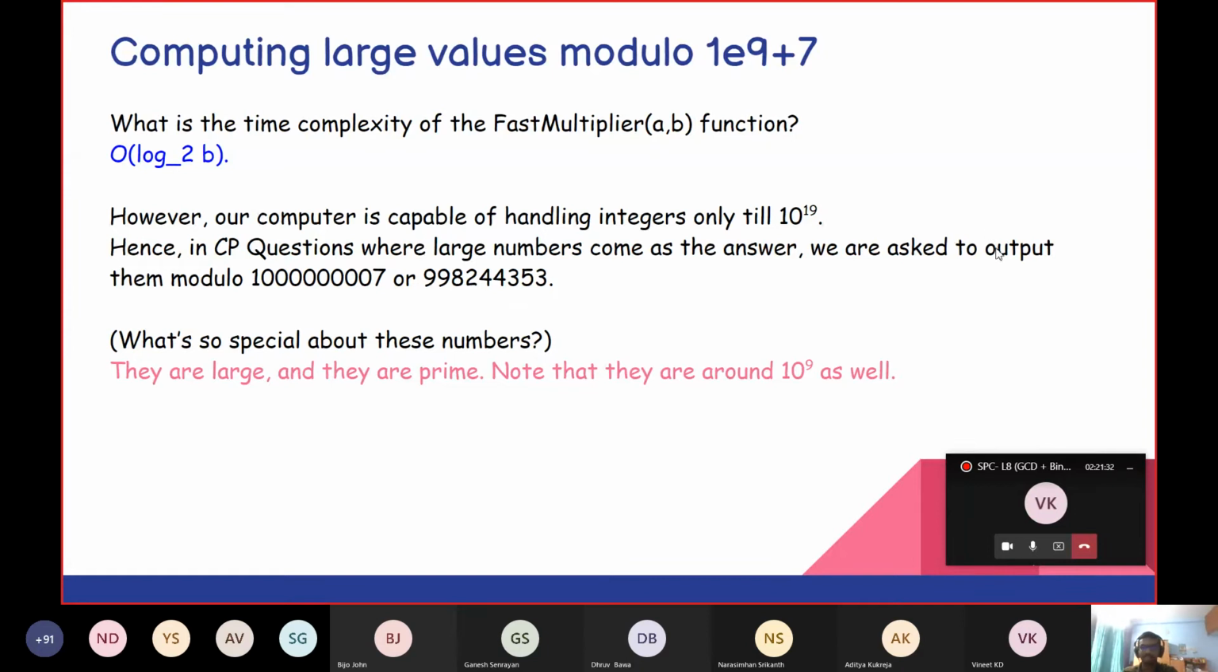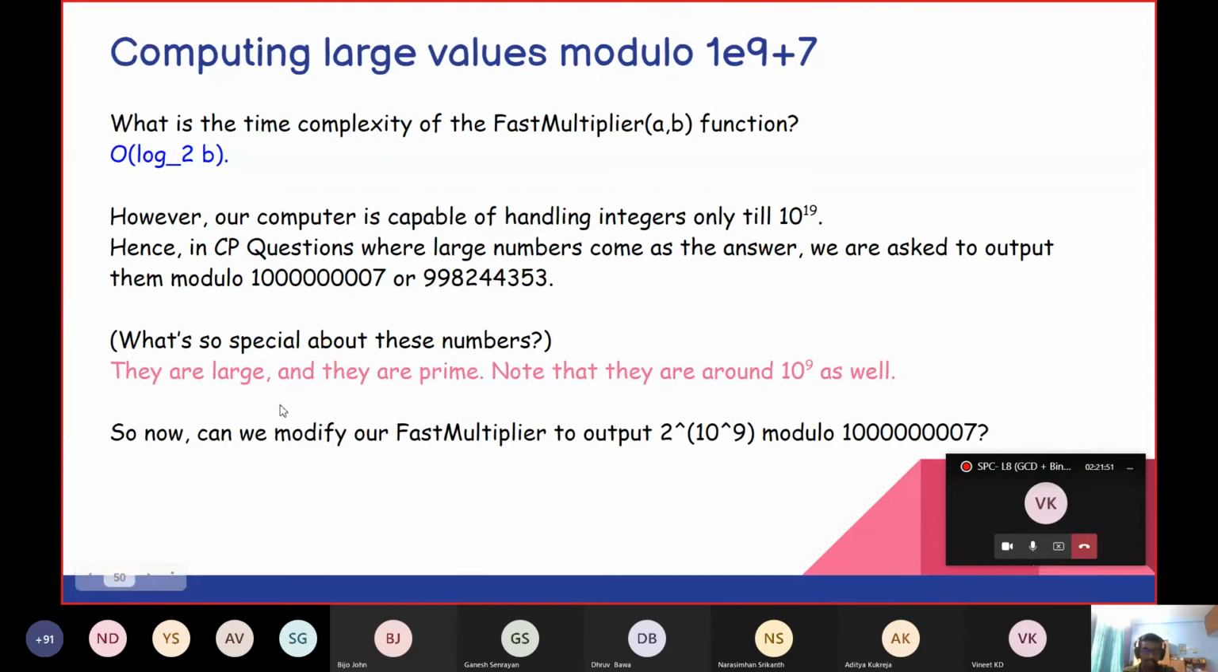That's dumb, right? Because if your answer is 2 power 69, you will print 2 power 69 percentage 2, which is 0. Or if your answer is 2 power 70, that will also be 0. So they tend to choose large prime numbers like this. And why prime? Because only with primes you can compute modulo inverse using Fermat's little theorem. And 10 power 9 gives a big range, that's all.